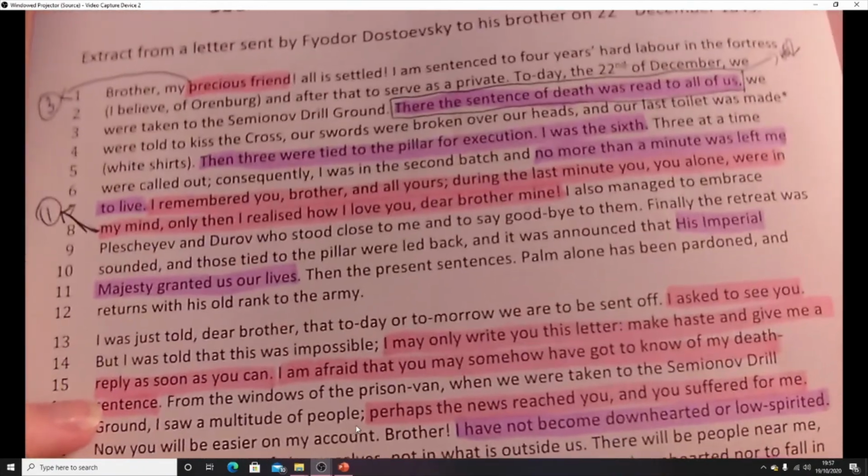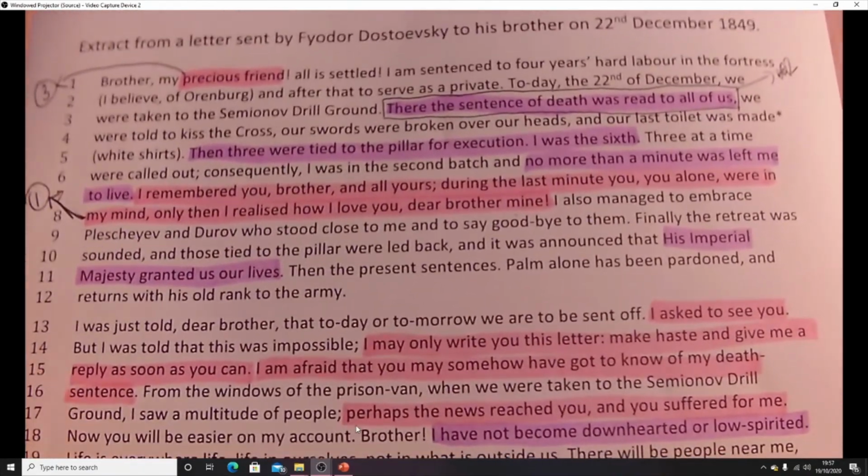Now I am going to do the same thing for this one, but again I am just going to look at the beginning and the end, and pick out the ideas about life or death.